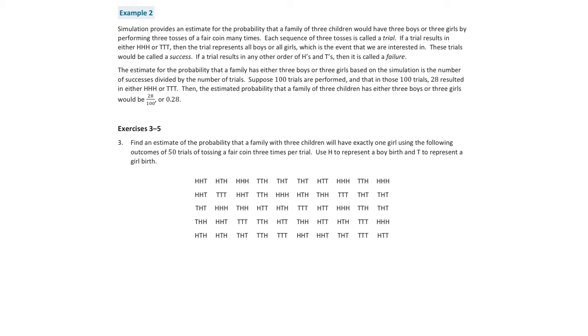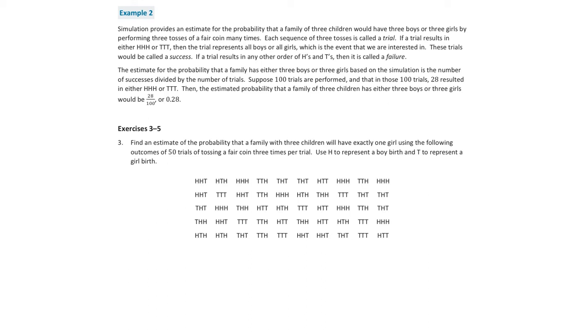So the estimate for the probability that a family has 3 boys or 3 girls based on the simulation is the number of successes divided by the number of trials. Suppose 100 trials are performed, and in those 100 trials, 28 resulted in either heads, heads, heads, or tails, tails, tails. Then the estimated probability that a family of 3 children has either 3 boys or 3 girls would be 28 over 100, or in decimal form, 28 hundredths. Out of 100%, which would represent all of our trials, only 28% would be all boys or all girls.